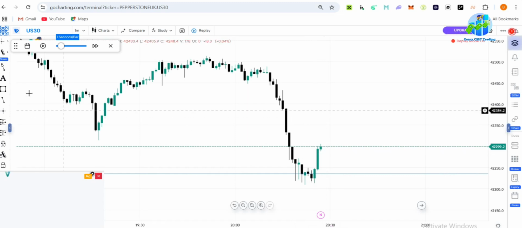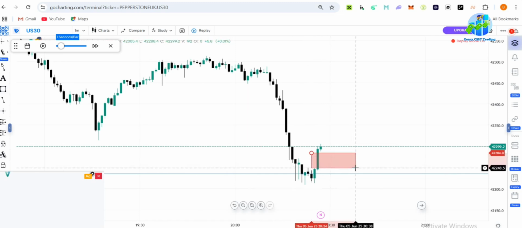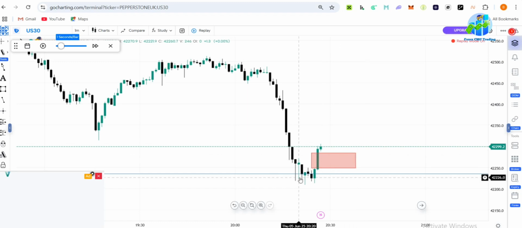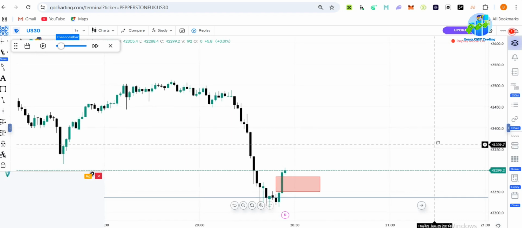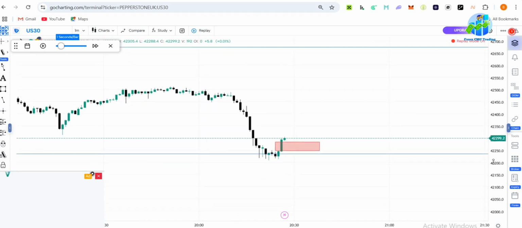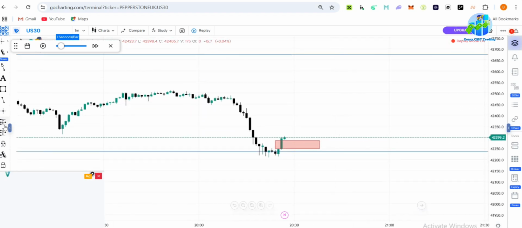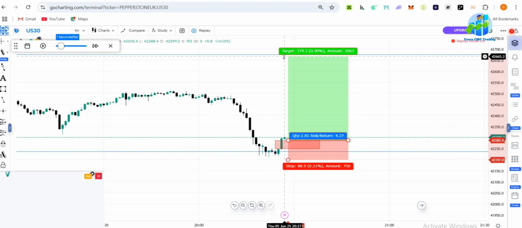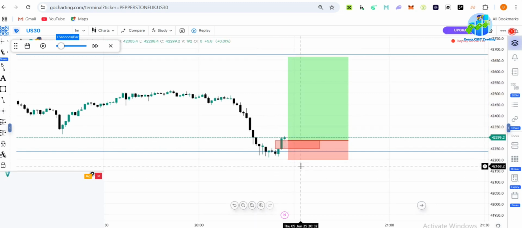Now you see this imbalance created here. That is where I will be targeting to enter. That's why I will enter my trade, with my stop loss below the low, then my take profit will be here. So let's do that quickly. I will long from here, stop loss below the low, targeting this high.